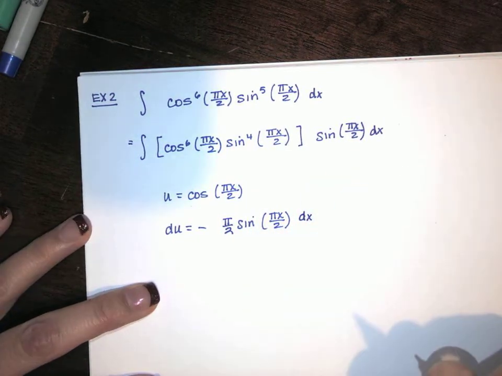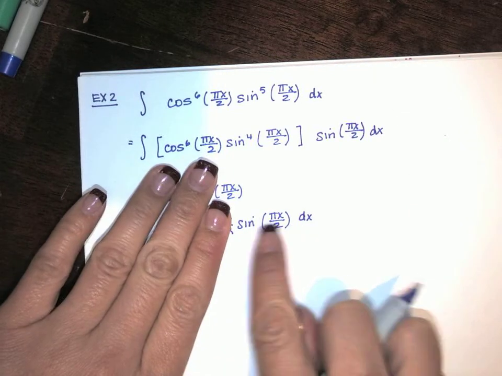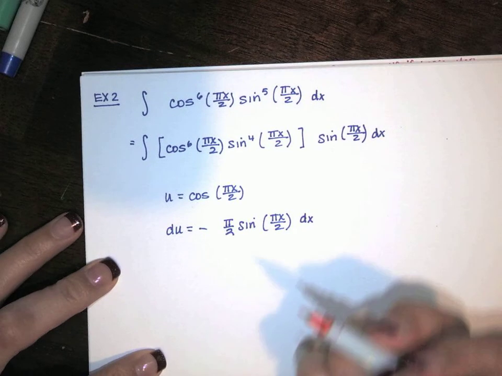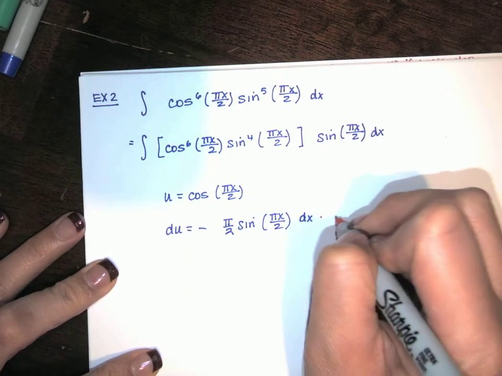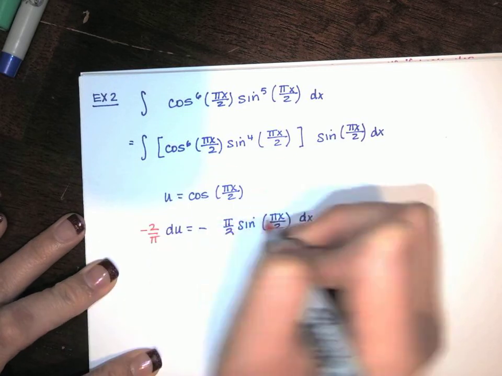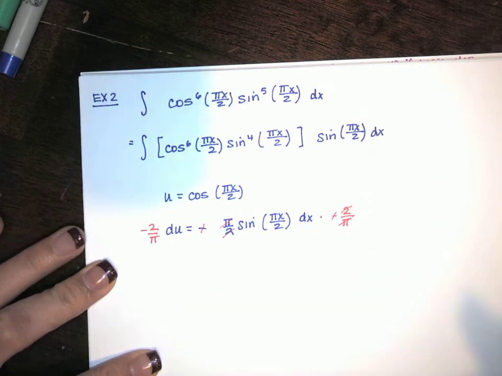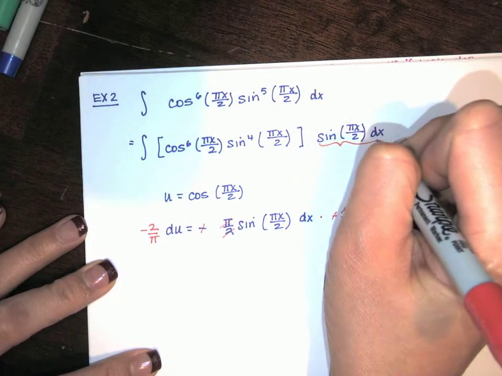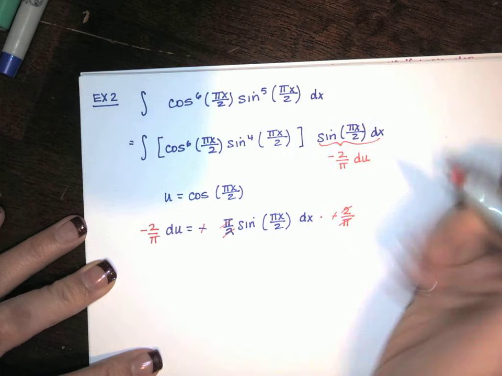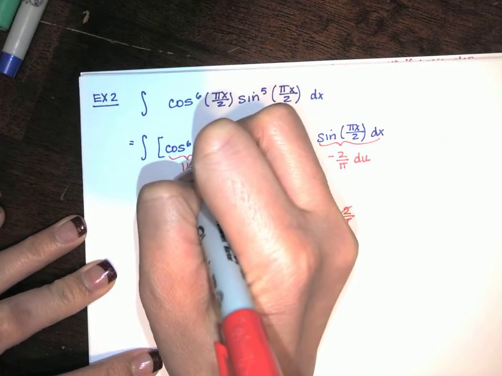Don't forget your dx. Now I need to get this sine of pi x over 2 dx by itself, because that's what I have there. So I'm going to multiply both sides by the reciprocal of that guy. So I'll multiply by negative 2 over pi on both sides. The negative and the negative will make it positive. The 2 pi's reduce, the 2 2's reduce. And so this turns out to be negative 2 over pi times du. And u was cosine, so this is u to the 6th.